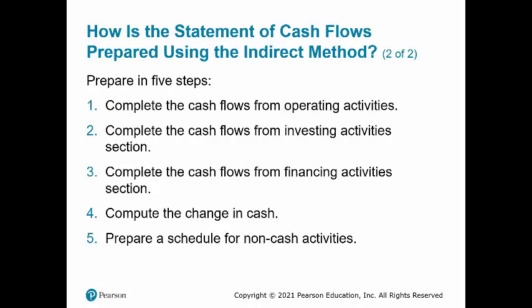So how do we prepare the statement of cash flows? It is prepared in 5 steps. First, you complete the cash flows from operating activities, then investing activities, and financing activities. After you determine those, you add the net cash provided or used for each one of those to net income, and you will compute the change in cash.